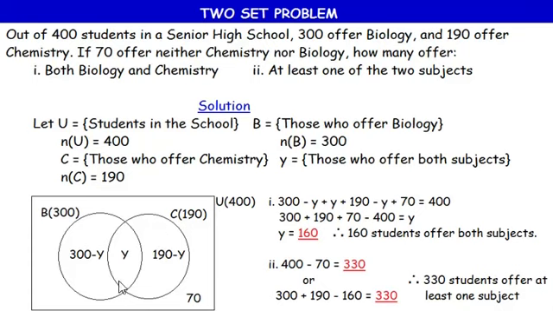Similarly, this entire circle here is 190. So that is a circle for chemistry. So chemistry in general is 190. But then a portion of the circle caters for those offering chemistry and biology. So those who offer chemistry only is going to be 190 minus Y, right? So that is how you are going to represent the information on the Venn diagram.